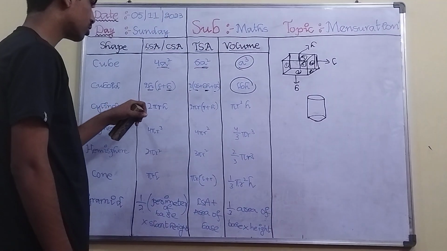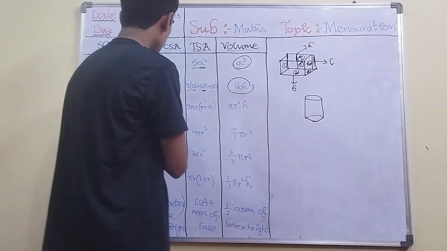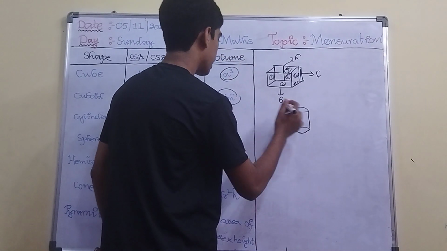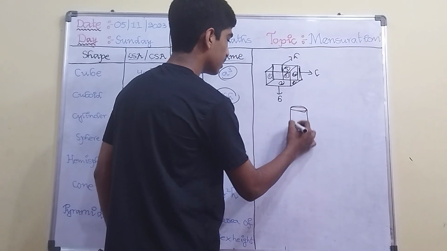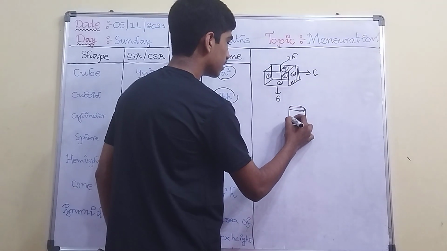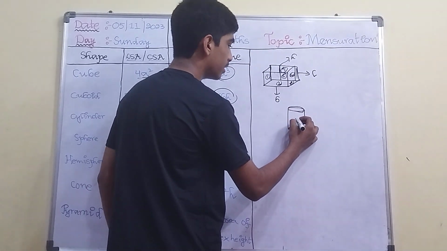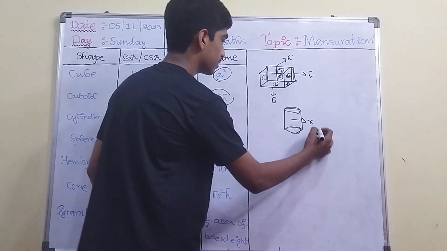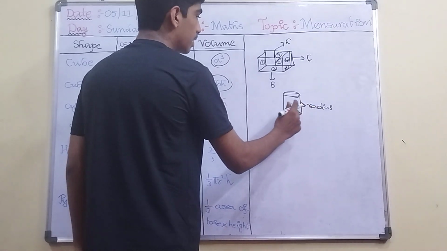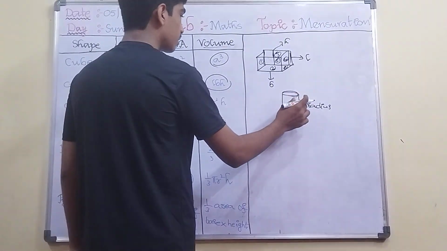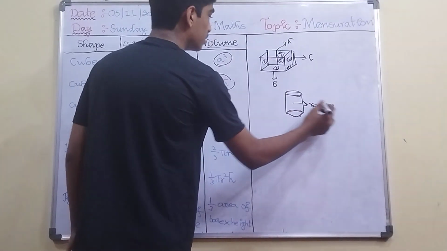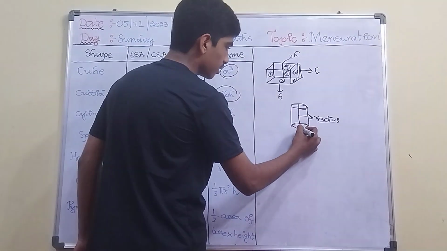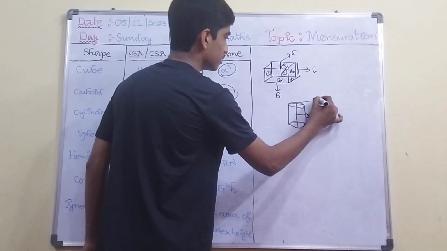CSA of cylinder is 2 pi r h. 2 into pi r h. There are 2, one here and another one is here. r means radius. Radius means the center point to the side of the cylinder. This is the r, which is radius. Center point of the shape to the line of the corner of the shape cylinder. So this is the radius, and the last one is height. This is the height of the cylinder.